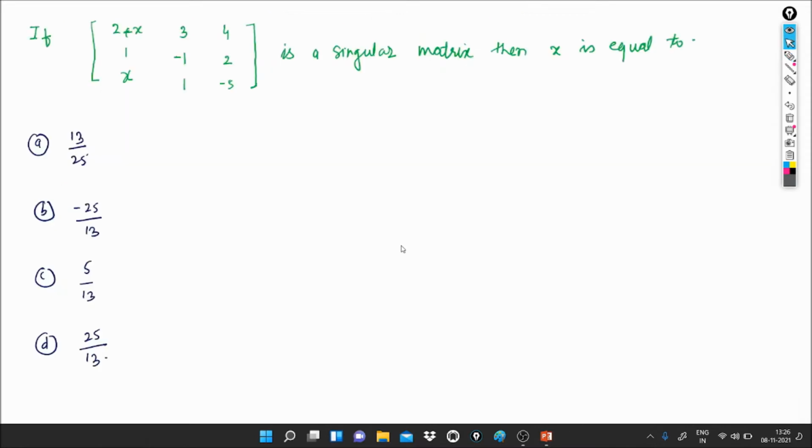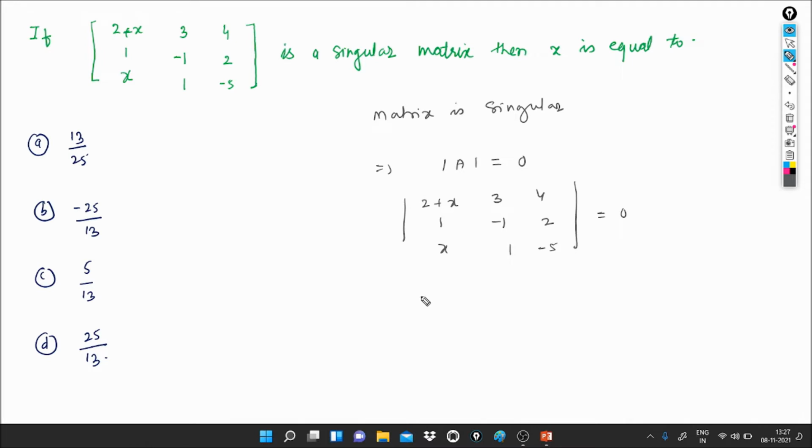That will be our answer. Let us see one more important question, where the given matrix is a singular matrix. Then we have to find the value of x. If the matrix is singular, this implies the determinant of the given matrix is equal to 0. So here the determinant with rows 2 plus x, 3, 4; 1, minus 1, 2; x, 1, minus 5, is equal to 0.